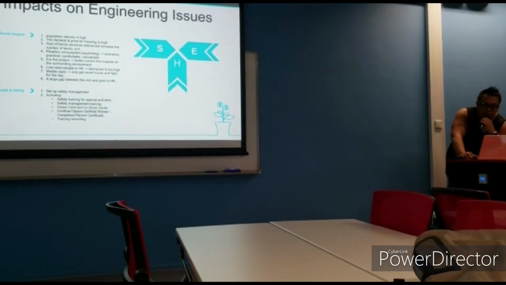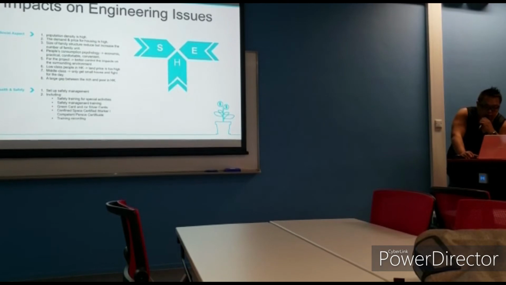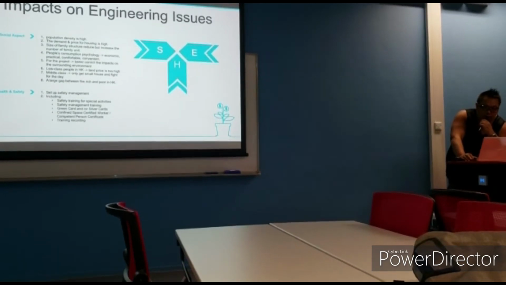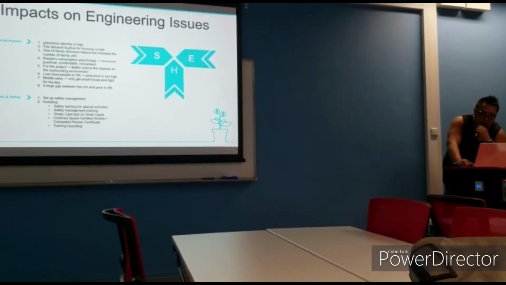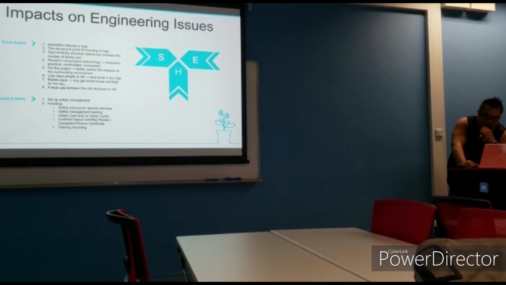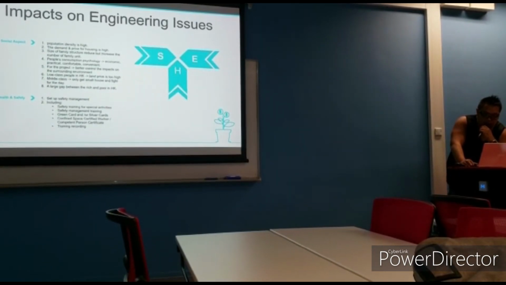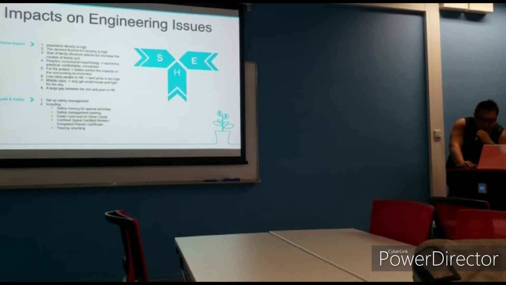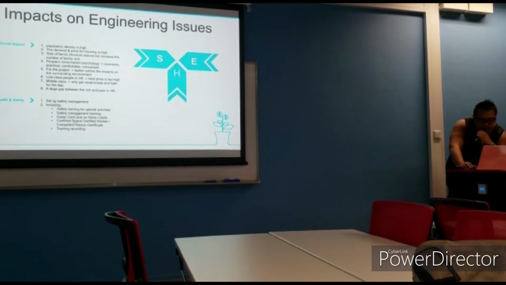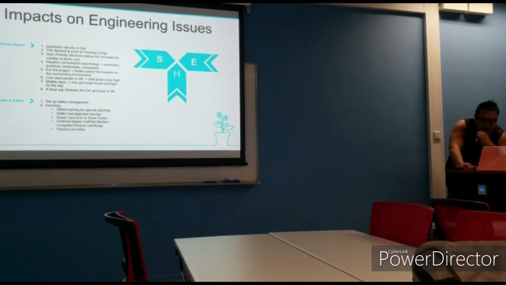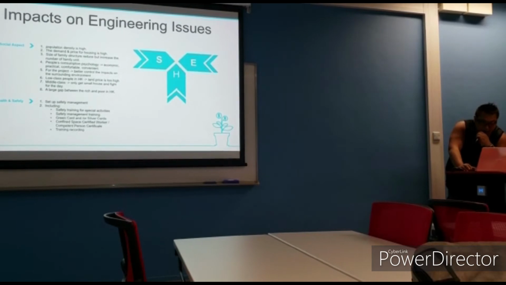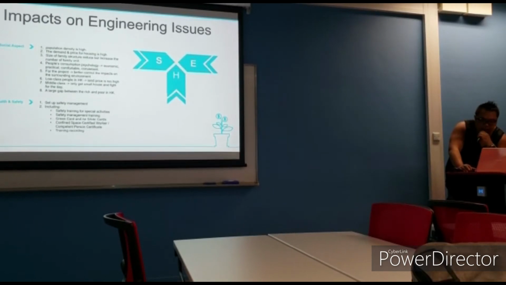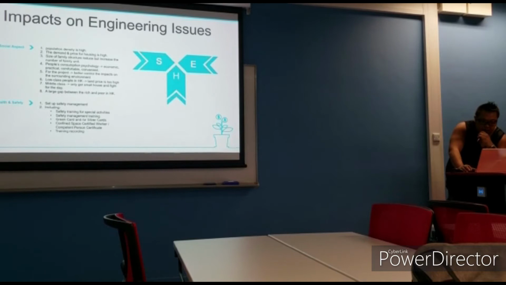Now we will talk about the impact on the engineering issue. For the social aspect, we found that in Hong Kong, the population density is high, and the demand and the price for housing are high. And also, the size of the family reduces and makes the number of family units increase. For people's consumption psychology, they want their house to be more economical, practical, comfortable, and convenient.